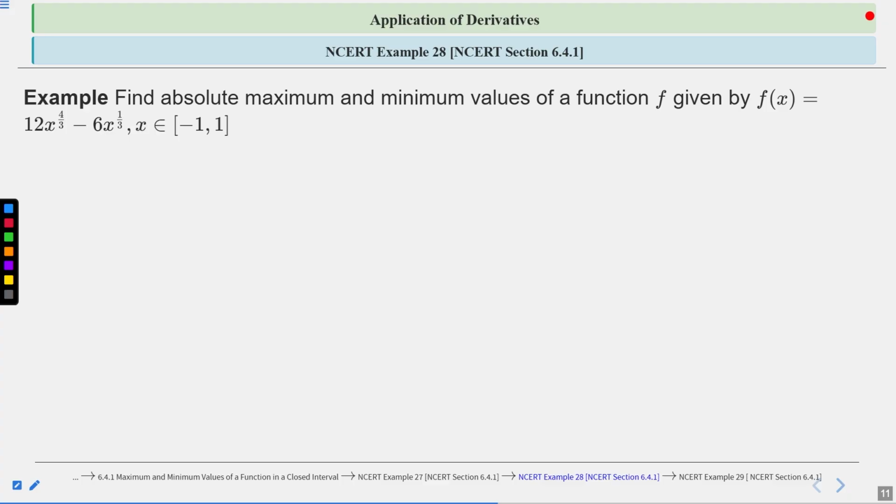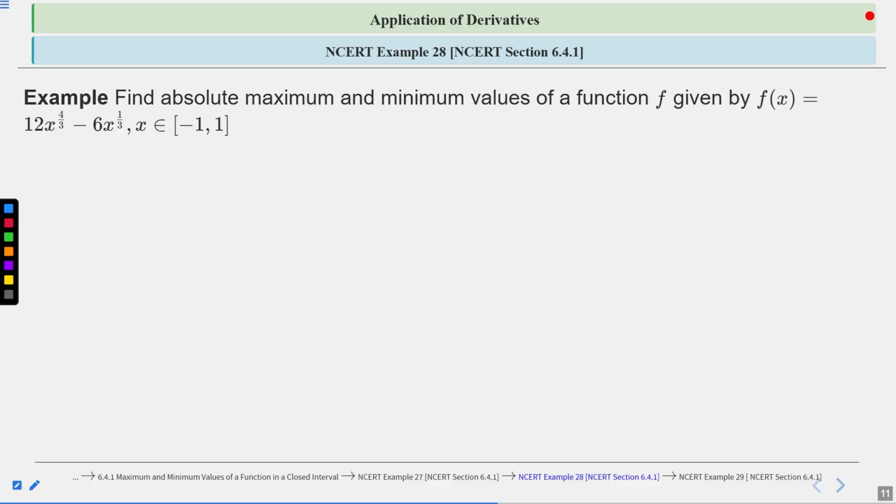Find the absolute maximum and minimum values of a function f given by f(x) equal to 12x to the power 4 by 3 minus 6x to the power 1 by 3, where x belongs to [-1, 1]. We have to find the absolute maximum and minimum values of the function f.